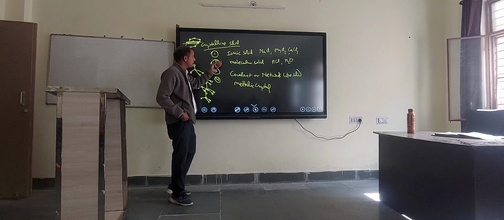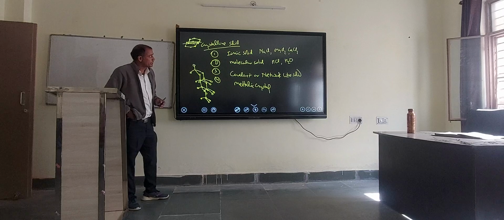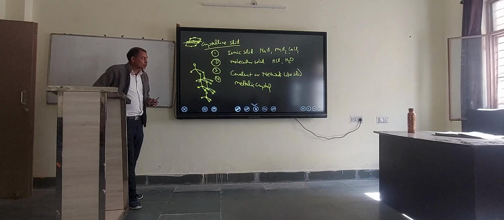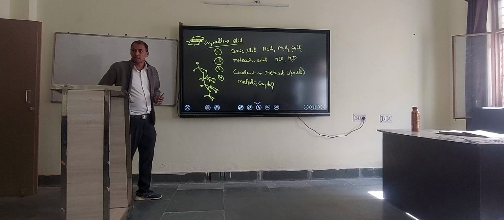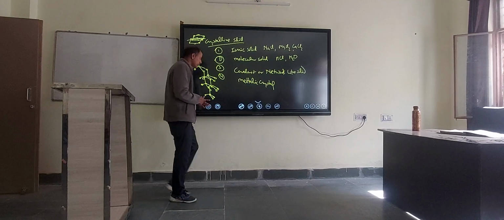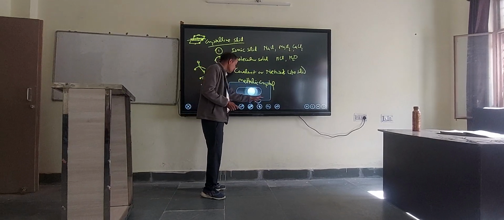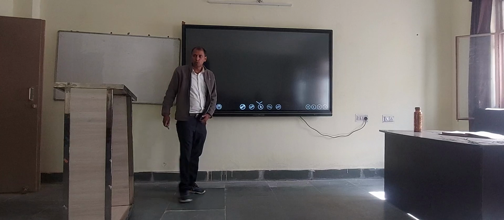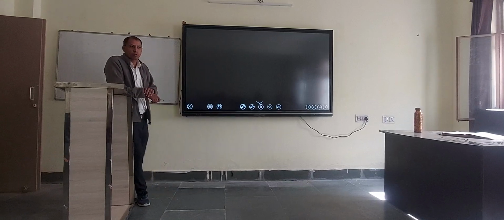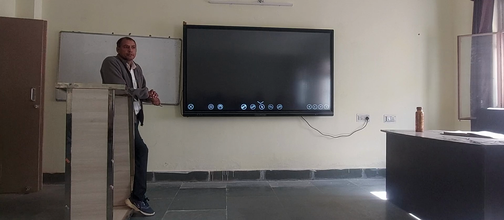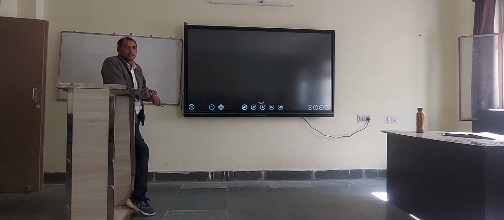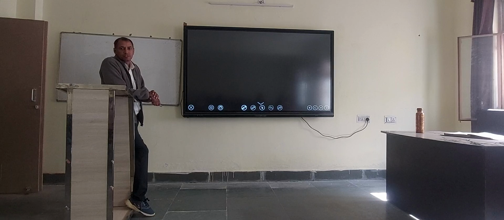How many types of crystalline solid are there? Ionic solid, molecular solid, covalent or network solid, and metallic solid. And there is also isotropy and anisotropy exhibited by crystalline solids. Isotropy and anisotropy are shown by solid substances.